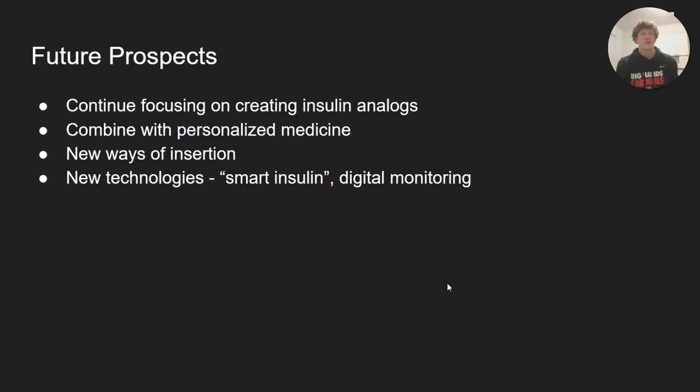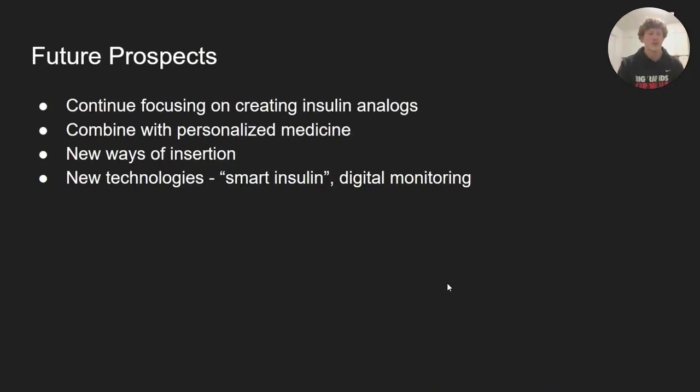Future. The future of recombinant insulin is very bright if they continue focusing on insulin analogs, as this would combine with personalized medicine by altering insulin for individual specific needs. New ways of insertion is also how this is becoming personalized medicine, such as using an inhaler or patches instead of shots, which is great because some people can't do needles, so this would be a great option for them.